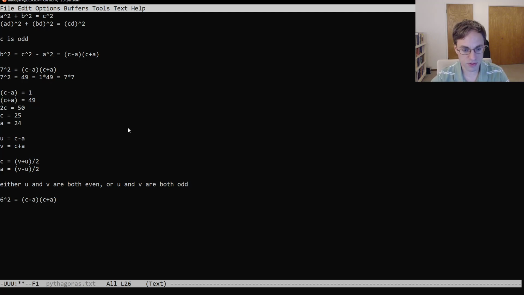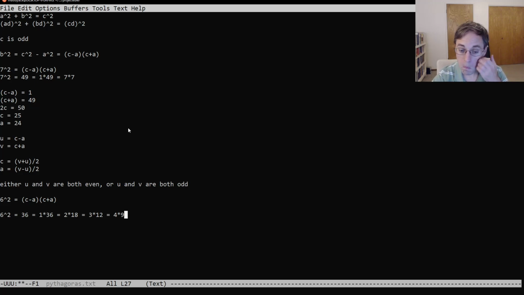So we can list out the factor pairs of 6 squared. So if we have 6 squared is equal to 36, that's going to be either 1 times 36 or 2 times 18 or 3 times 12 or 4 times 9 or 6 times 6. But as we mentioned before, we know that 6 times 6 is not going to correspond to a solution.